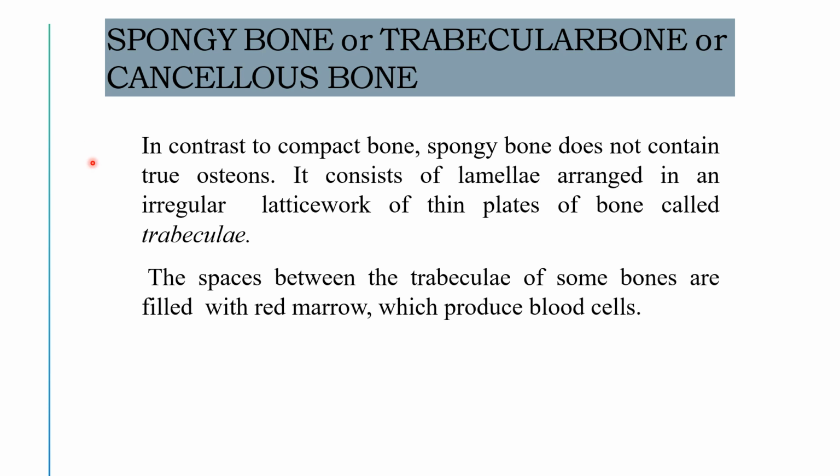So spongy, or trabecular, or cancellous bone. In contrast to compact bone, this does not contain true osteons. Instead, it contains lamellae arranged in an irregular lattice work or network of thin plates of bone called trabeculae. So in the previous slide, you have seen the central part, trabeculae. These are thin plates of bone arranged in a network or lattice work. So that is why it is called trabecular bone. And the spaces between the trabeculae of some bones are filled with red marrow that will produce blood cells. So the central part of bone is made up of red marrow in the spongy bone, which produces the red blood cells.